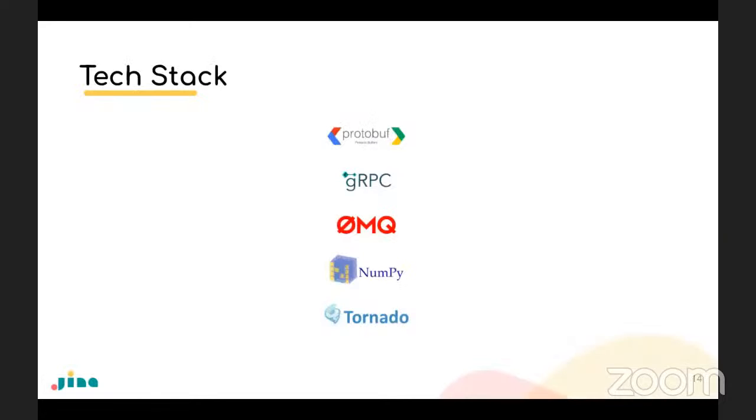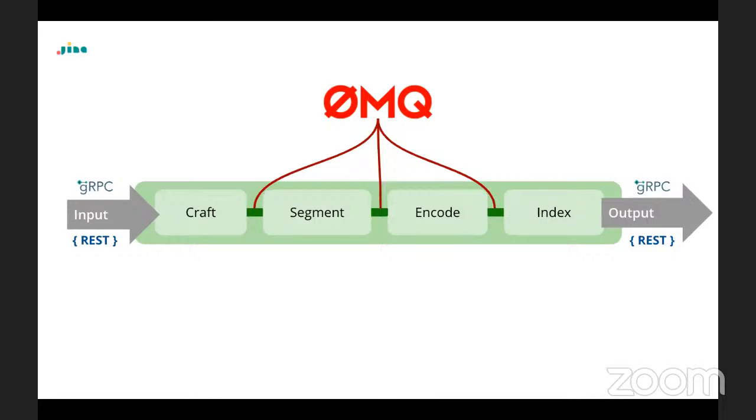So the tech stack that Jina uses is lightweight. We use protobufs, gRPCs, 0MQ for communication, NumPy, and Tornado. So across different stages of the search workflow, basically 0MQ is used for communicating across the different pods or the executors. So each of these components, like the crafter, the segmenter, the encoder, and the indexer, are called executors in the Jina language. And they are wrapped inside a pod following a microservice kind of an architecture. And these pods communicate with each other using 0MQ messaging queues. And it is possible to query data using REST queries or by using Jina Box, which is like an interface, a GUI for querying.